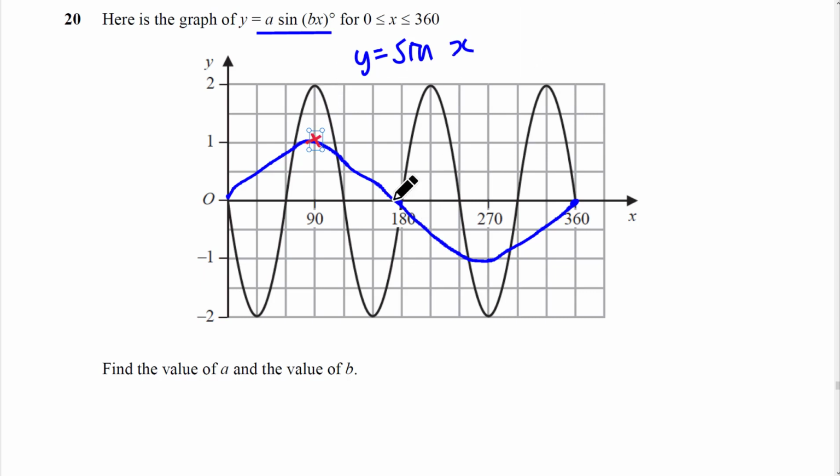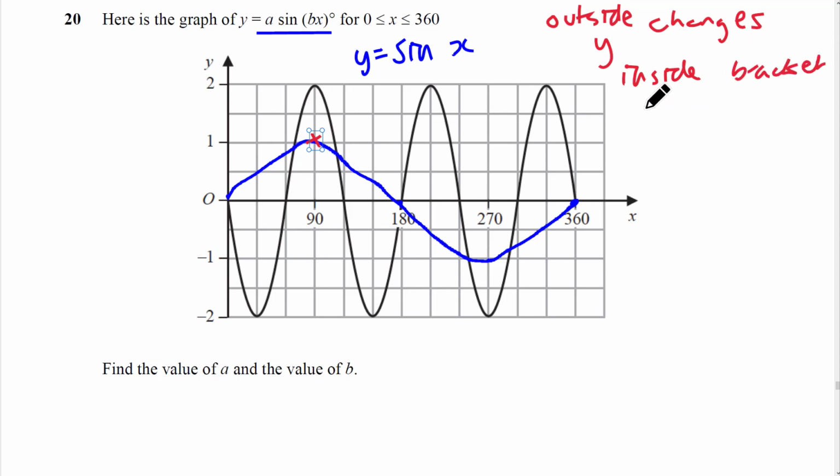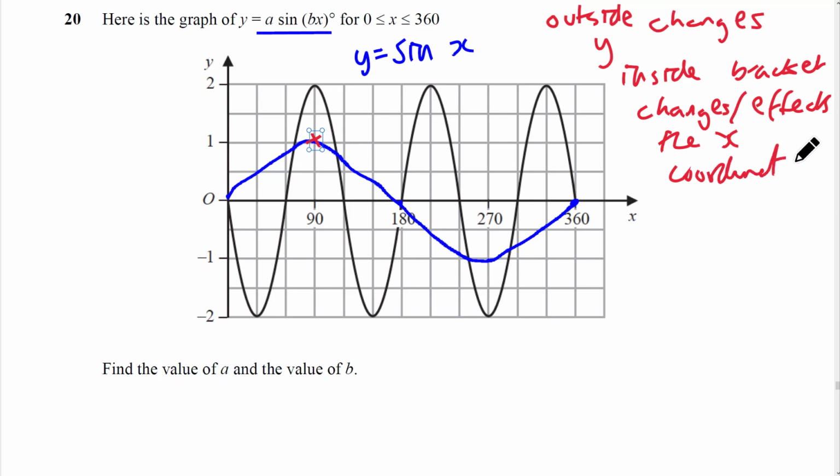So, reminder, outside the bracket changes the y coordinate. Inside the bracket changes or affects the x coordinate. Okay. But it's the inverse we solve.